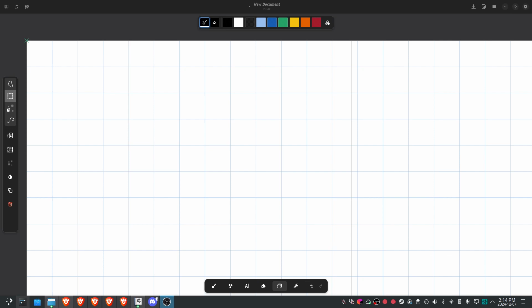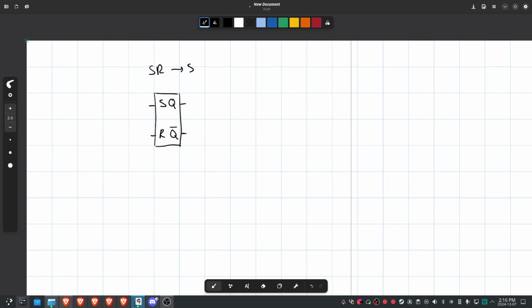The first one is the SR latch. The SR latch has the set, reset, and the out not. Sometimes it'll be described as this. The way that we do it is with the hat on top. This one is very simple. It's in the name. It is a set and reset latch.